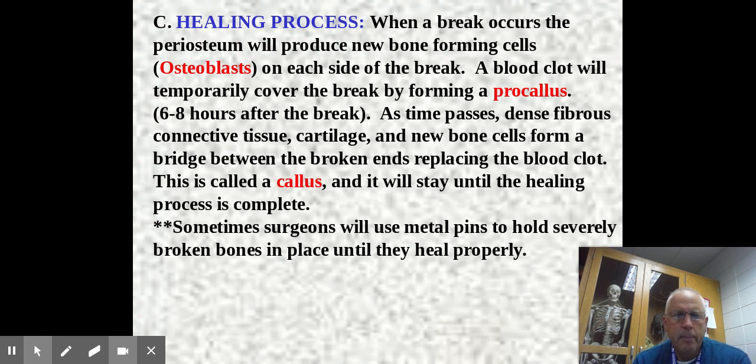And then as time passes, 4 to 6 weeks, we're going to throw all kinds of material into that break: dense fibers, connective tissue, cartilage, new bone, and we form a bridge. Usually where a bone breaks, there's a little ridge because it actually builds up. Very rarely would you ever break a bone exactly in the same spot because of this buildup of material. That's called a callus. So the blood clot will dissolve. The callus will then take its place, and that's when your healing is complete. And they do an x-ray and they're like, oh, you're good.